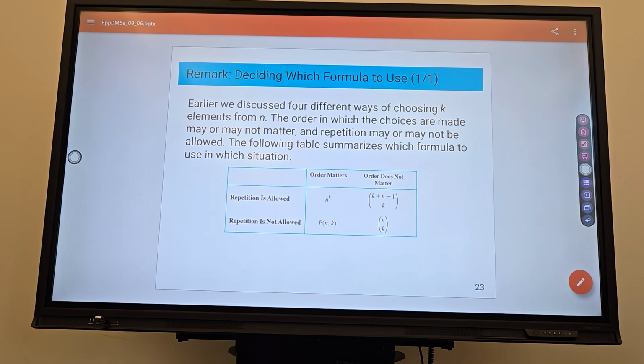I would say write this table down or print it out from the slides from Canvas. You might just need it on the final.